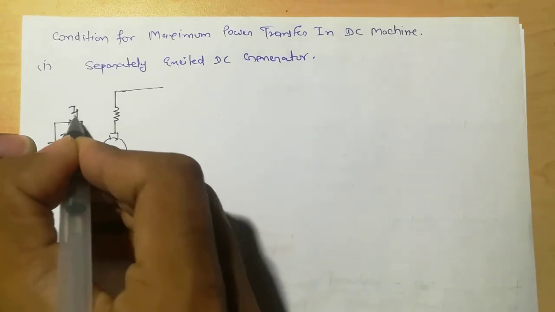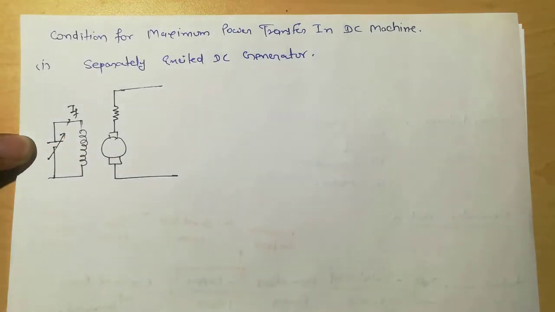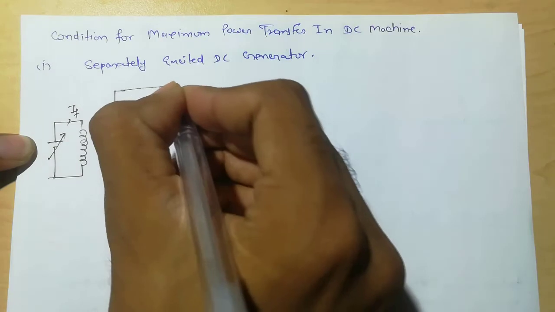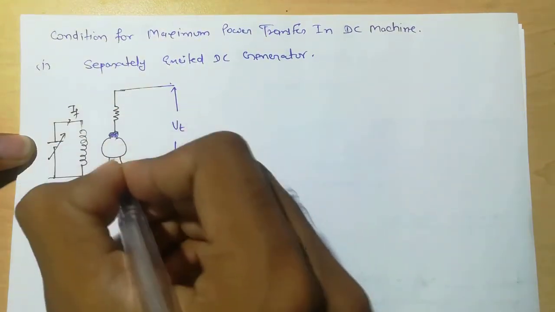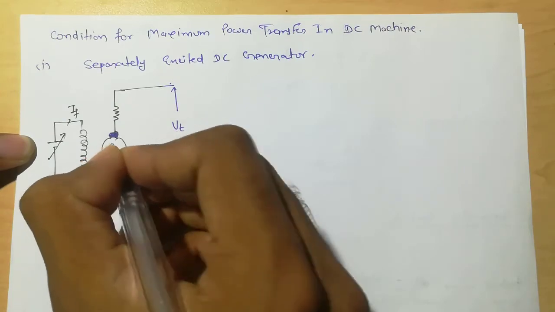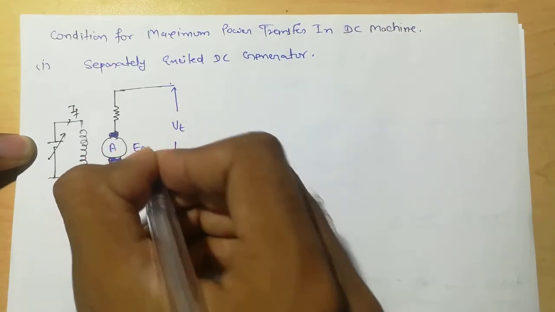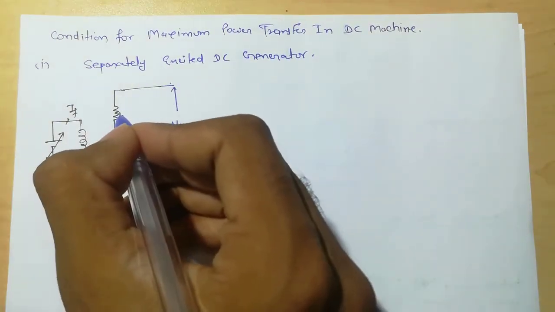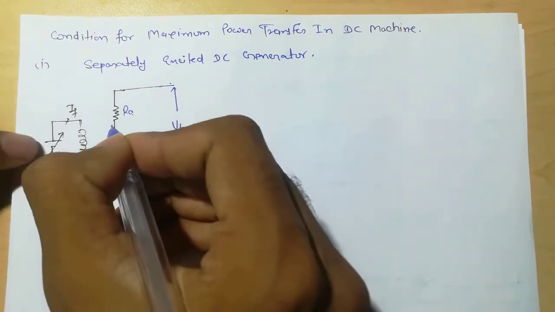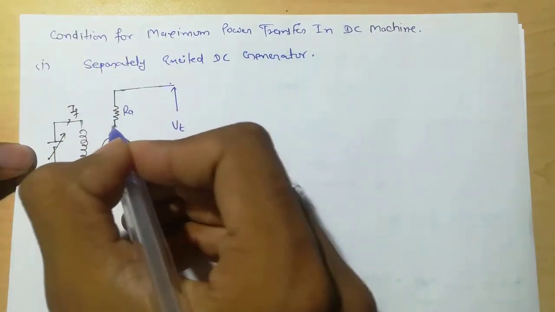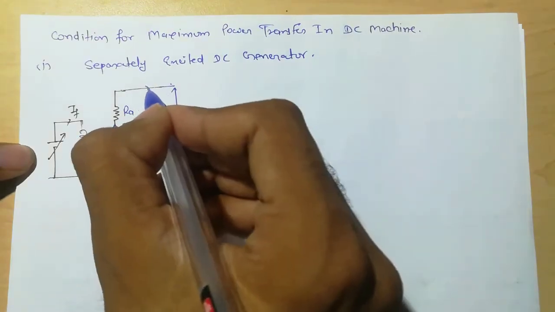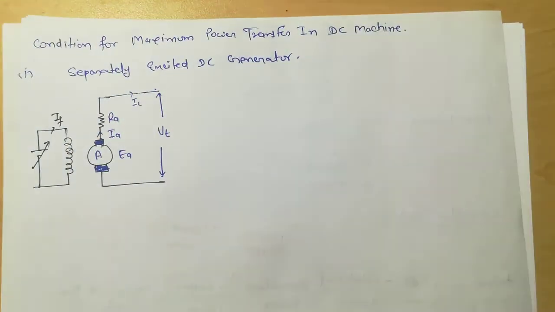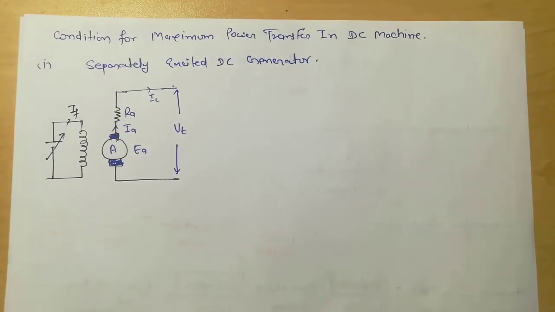Here the current flowing in the field winding is IF, the field current. Here we have a terminal voltage Vt. This is the brush location of our armature and the induced EMF EA, and this is our armature resistance RA. In the case of a generator, the armature current IA is extracted from the armature, which becomes the load current IL. So this is our equivalent diagram of the separately excited DC generator.